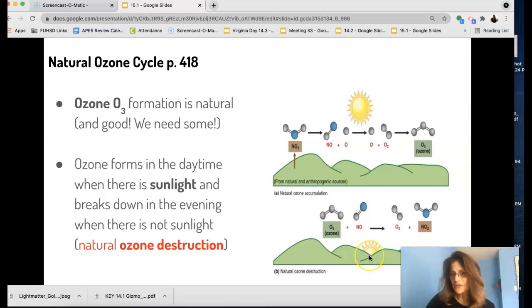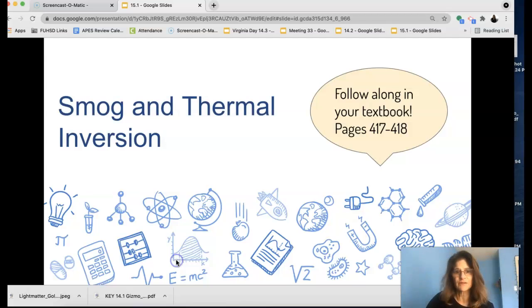But at night when the sun goes away, part of the natural cycle is natural ozone destruction, so we don't get too much ground level ozone built up. So how does that work? The ozone combines with nitrogen monoxide and it forms O2 gas and nitrogen dioxide, just like what we started with. That's all good. That's a natural cycle. But the problem comes in when that natural cycle is interrupted, and that's when we can get smog.